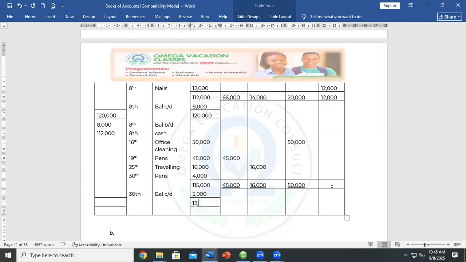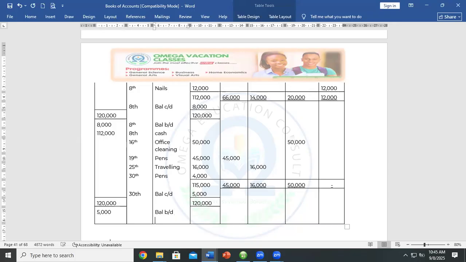Then you can now bring your brought down, right? Balance brought down. That will come under the receipt column, 5,000. At this point, you can decide not to reinvest because you have ended the month, but please do the reinvestment. So you give him the cash of how much? 115,000. So that he goes back to his original state.